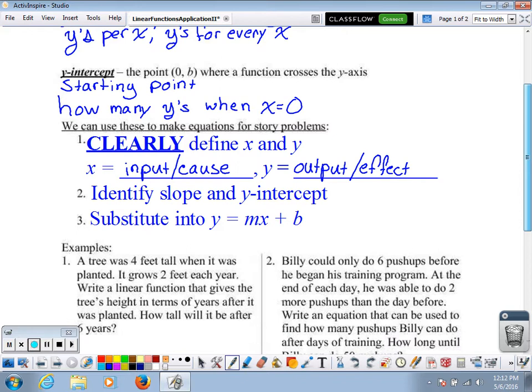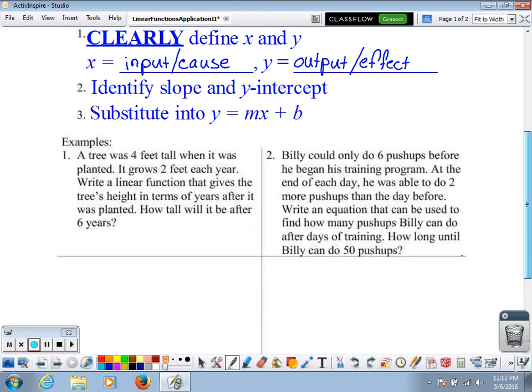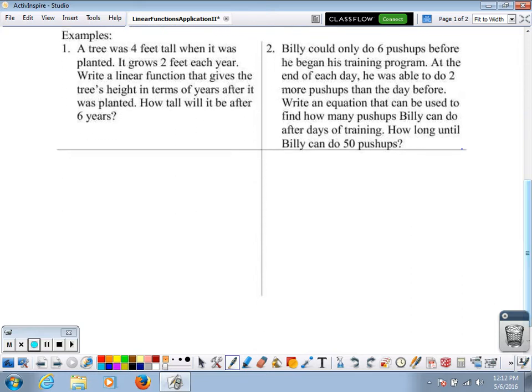Once you have the slope and the y-intercept, and you have what x and y represent, you're going to substitute them into the formula, into y equals mx plus b. Okay? So, let's take a look at these examples.